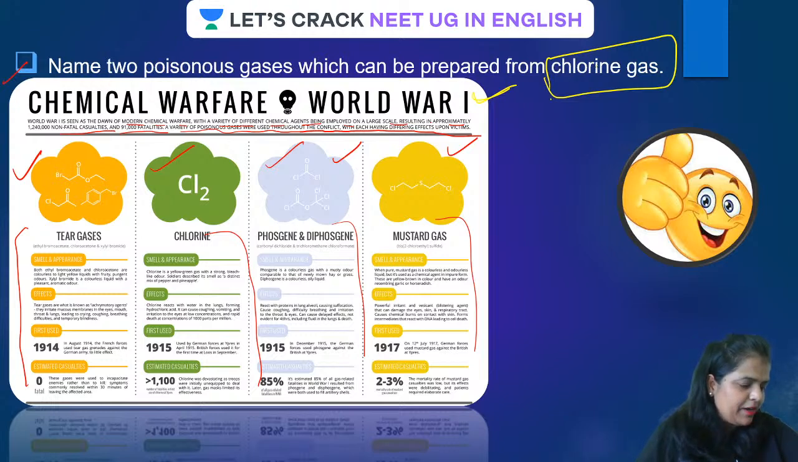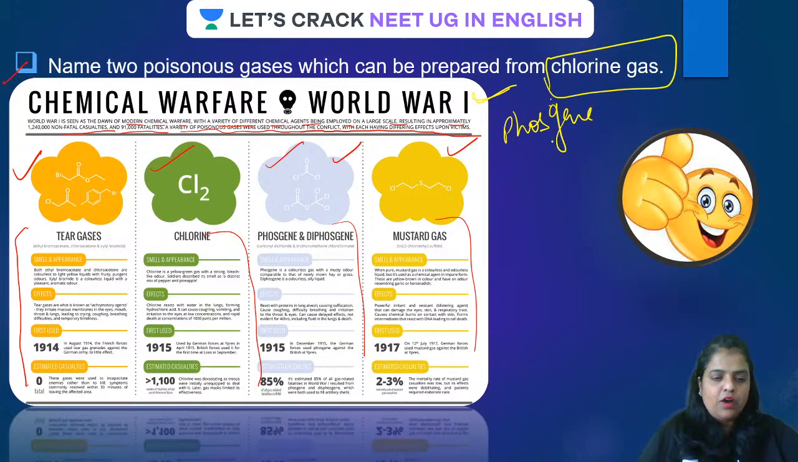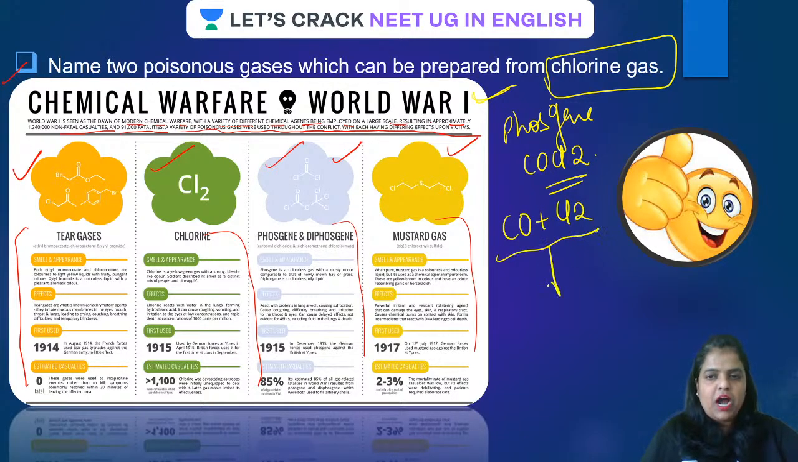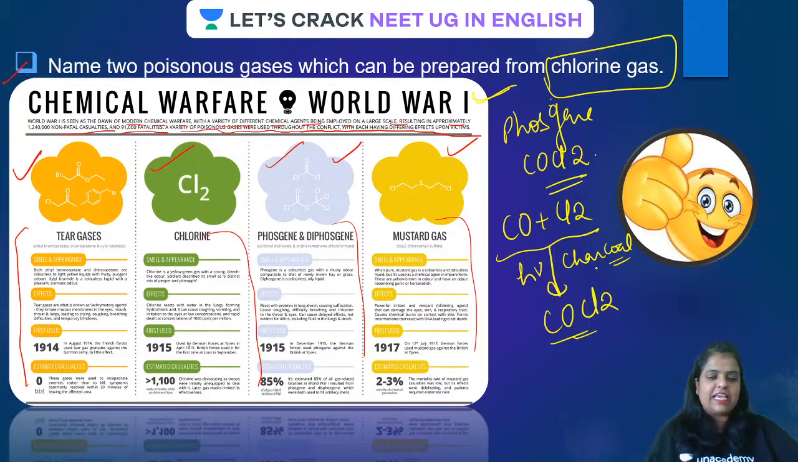Is it clear, beta? Keshwan is saying mustard gas is the chemical of chlorine. Yes, well done. Mustard gas is the chemical of chlorine and also phosgene, guys. Phosgene is COCl2, guys. How is it prepared? Carbon monoxide and Cl2 are heated in presence of light and charcoal, guys. Then this is going to give you phosgene, a very poisonous gas.